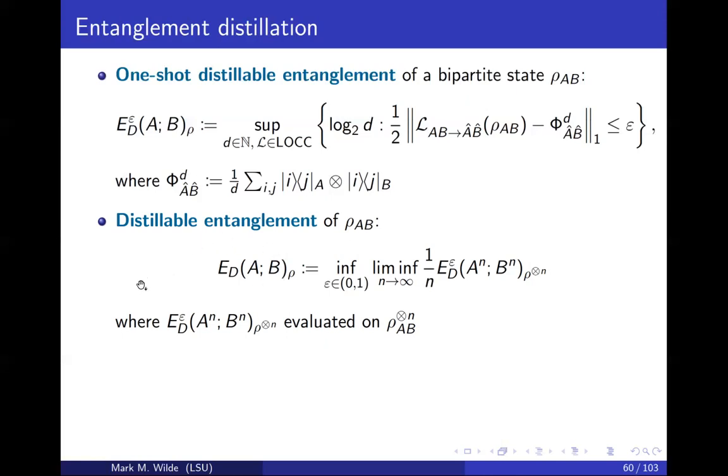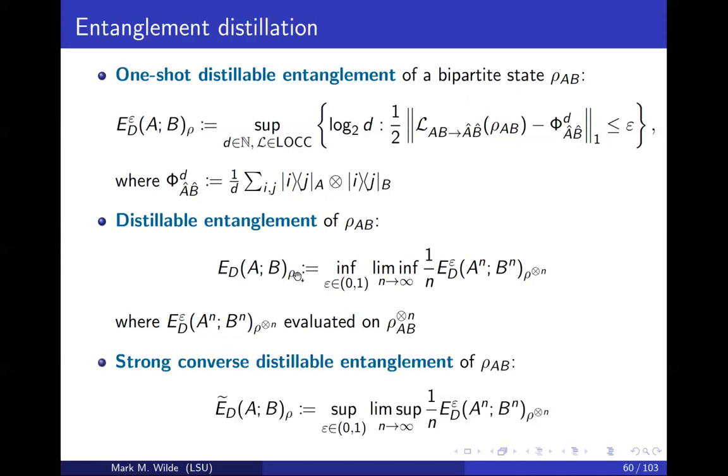Okay, so a way that you can describe this in a casual way is it's the largest rate at which you can extract entanglement from many copies of the state such that the error converges to zero in the limit as n becomes large. So that's a more casual way of stating all of this.